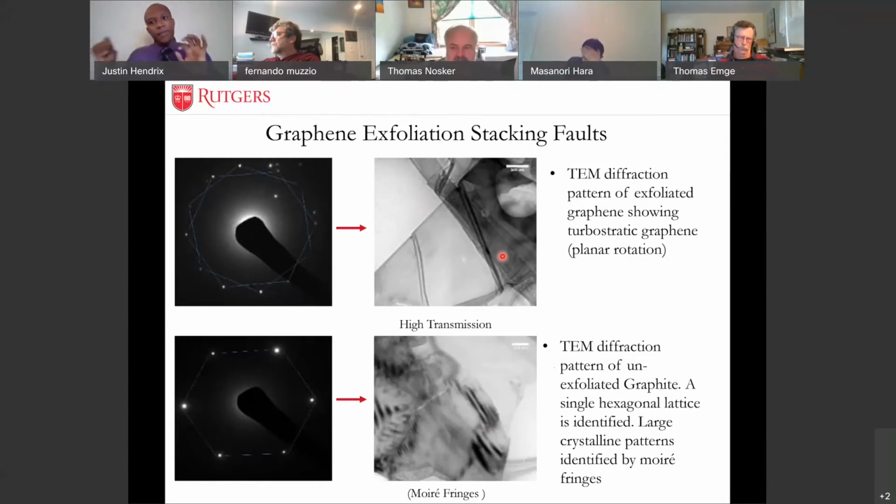So that actually proves some of Taylor's work, that it can be done in a molten polymer system with graphite going to graphene. And you can see that for the highly crystalline graphite, you have the six-membered rings, shown by the point diffraction and these moire fringes.